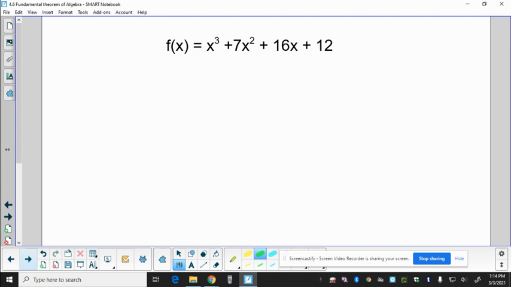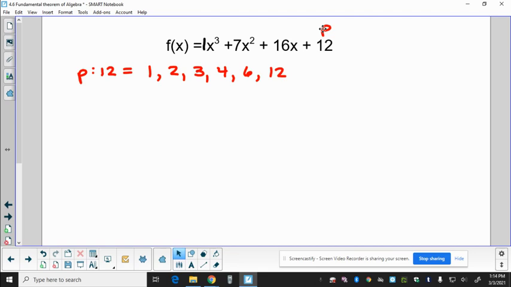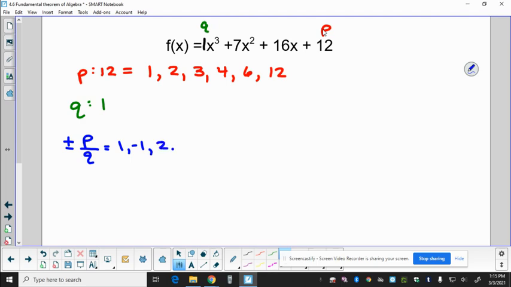Once again, can't factor it. Let's use the rational root theorem. P is 12. Let's write the factors of 12. Good news, look at this. Leading coefficient is Q, and that is a 1. That will require a little bit less work. Let's get our list, which is going to be easy to do here, of possible rational numbers. Oops, that's a 2.